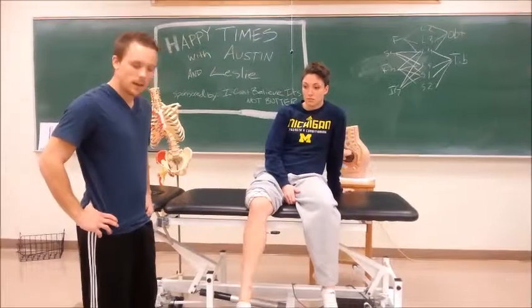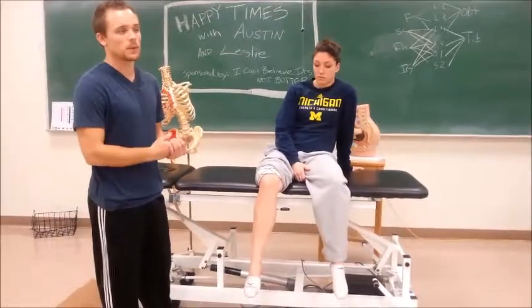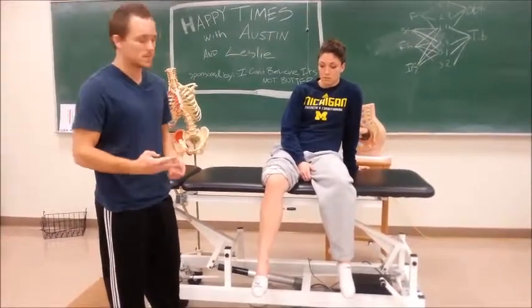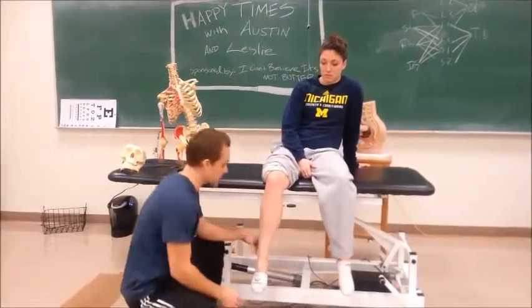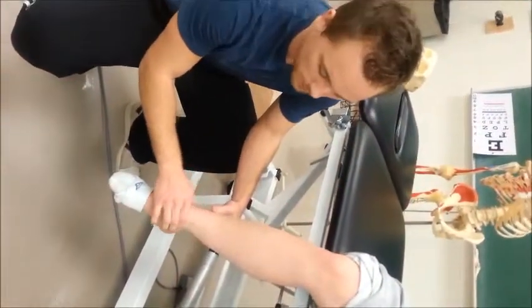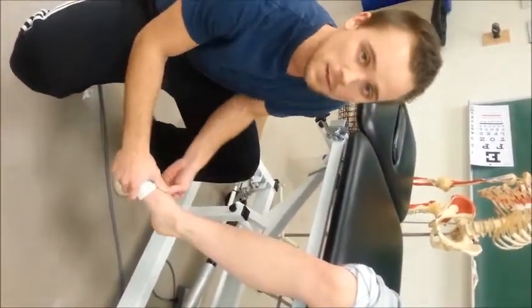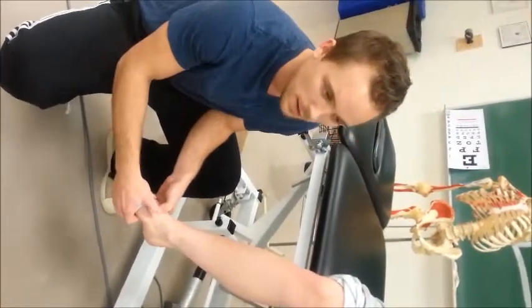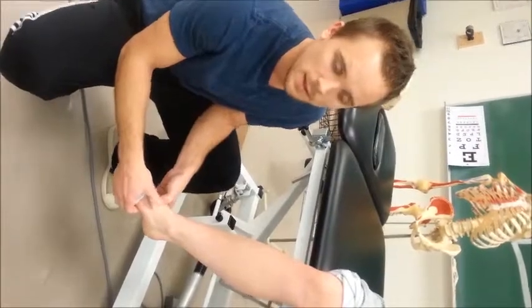The Ottawa ankle rules. The first part of this is you want to be able to know if the patient was able to bear weight immediately after the injury or in the emergency room. 4 steps. Then you're going to come down to the distal 6 centimeters of the fibula and the tibia and just palpate for tenderness on either side. From there you palpate the base of the 5th metatarsal and then go to the navicular and you're just assessing for any bony tenderness, and that's indicative of radiographs.